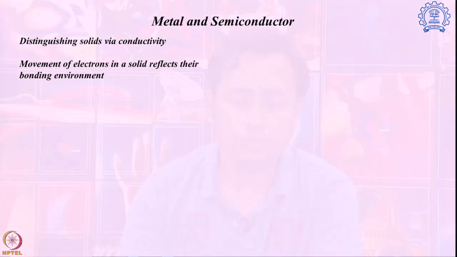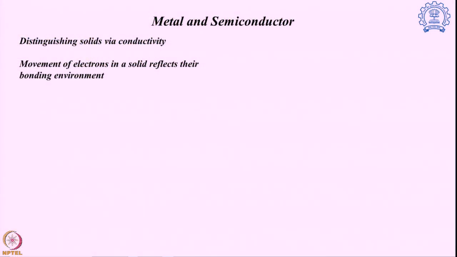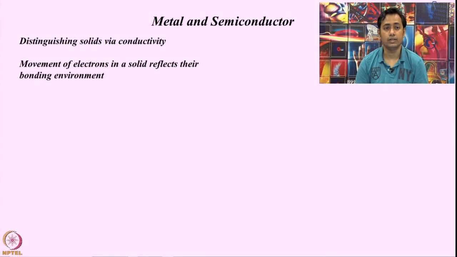Now, we know how the electrons are behaving in a solid state, but can we understand it properly so that we can understand how the electrons' movement can control the behavior of a solid material? For that, we are going to discuss two different systems, metal and semiconductor, which we can distinguish by the electrical conductivity.